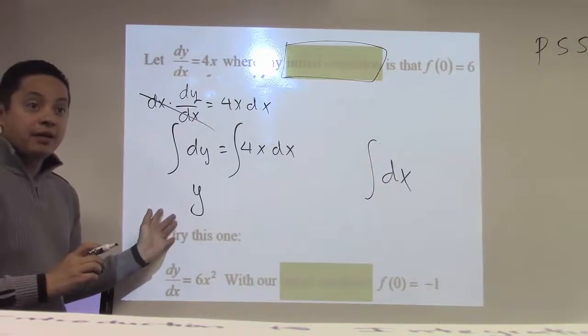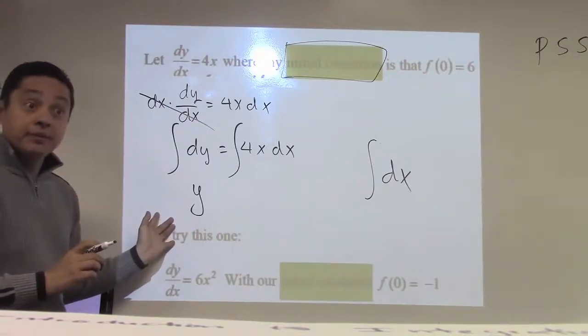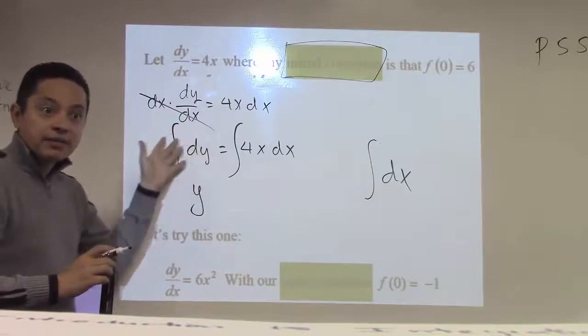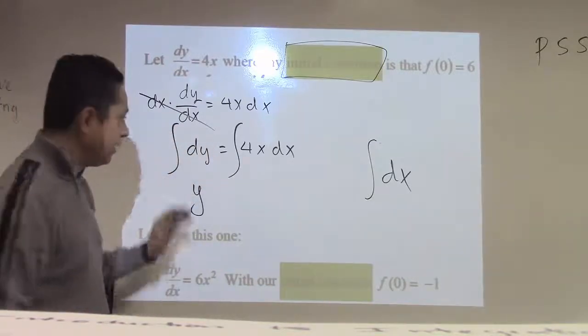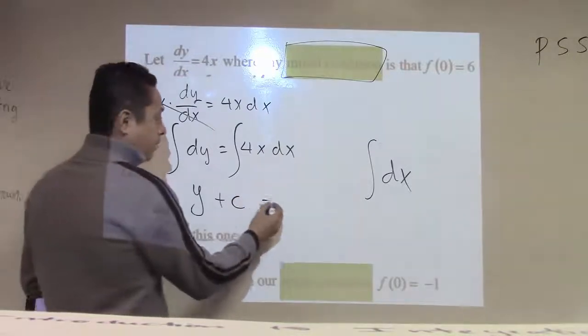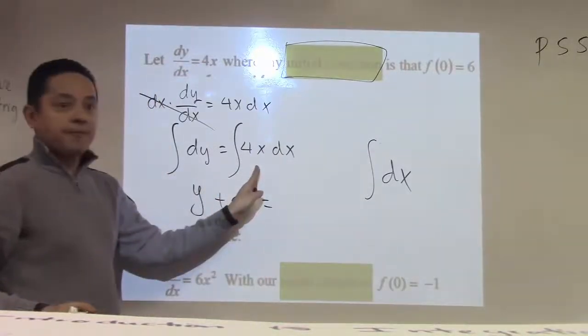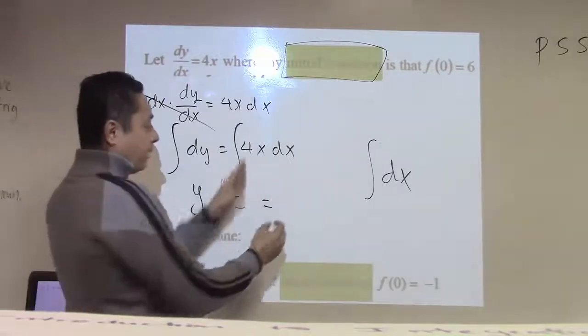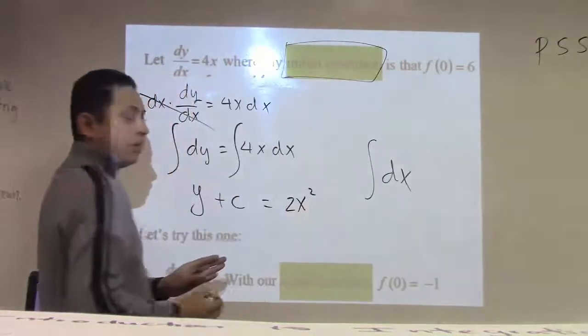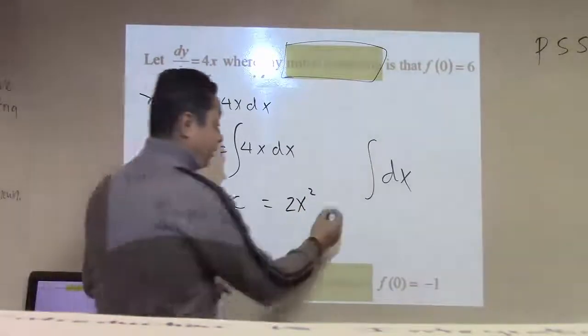Do we have a constant right here? Yeah, we do, because this is an antiderivative of this. So every antiderivative has a constant, so we have to put plus c equals the antiderivative of this. Bump it up, x squared, divide by 2, plus a constant, right?